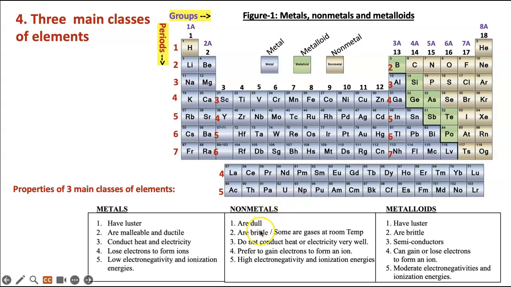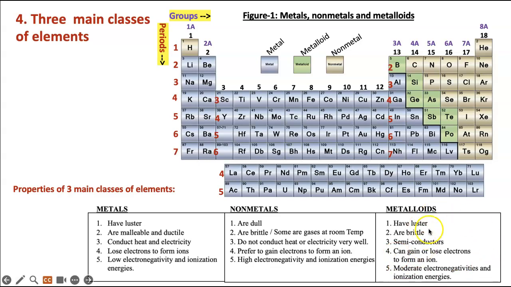And nonmetals are dull, they are brittle, and some are gases at room temperature. They do not conduct heat or electricity very well. They have the opposite properties of metals. They prefer to gain electrons when they form ions. So they make anions. They have high electronegativity and ionization energies.